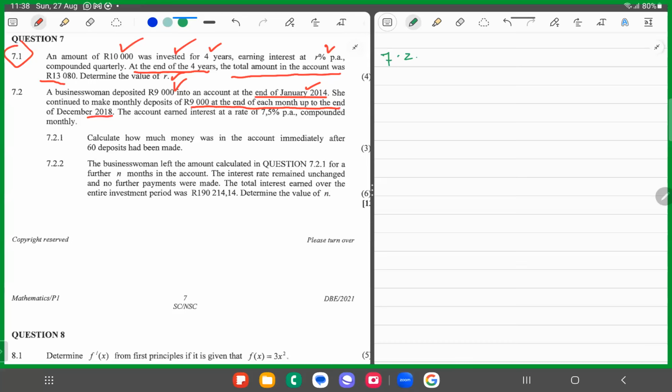End of January, February, like 12 in 1 year because it has 12 months. So we are looking at this one. Calculate how much money was in the account immediately after 60 deposits have been made. After 60 deposits have been made.